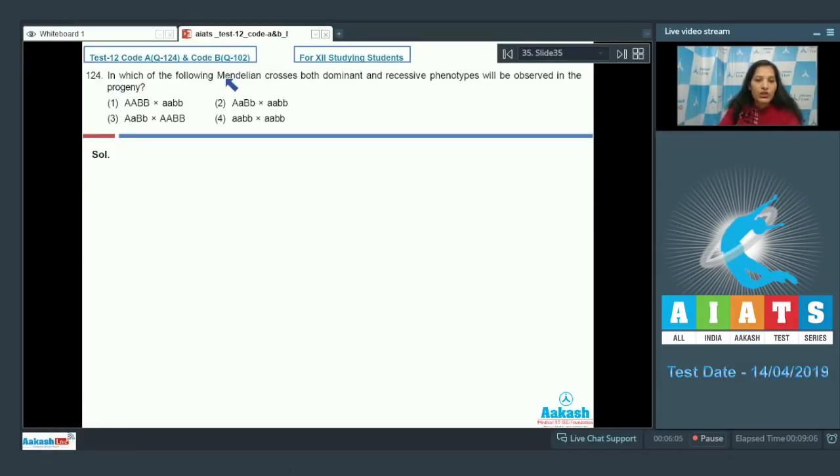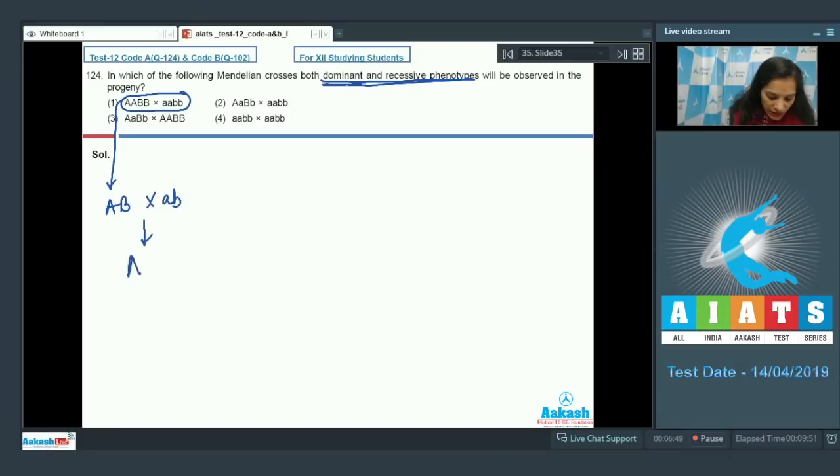Question number 124. In which of the following Mendelian crosses both dominant and recessive phenotypes will be observed in the progeny? So these are the 4 options which are given. Now you can see here that in the crosses both dominant and recessive phenotypes will be observed in the progeny. See here, if the first case is considered, then only dominant phenotypes will appear. How? Because it will show this type of gamete and the second parent this. It will lead to the formation of this genotype. It will show only dominant phenotype. If we talk about the third option, again it will show the dominant phenotype only. Fourth option will show only recessive phenotype. So options 4, 3 and 1 are ruled out.